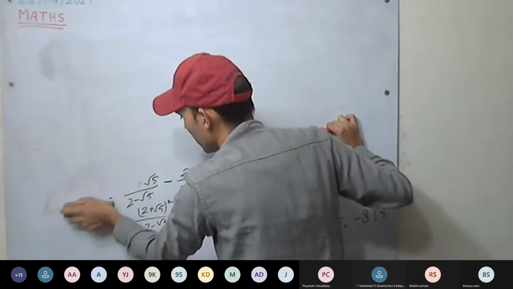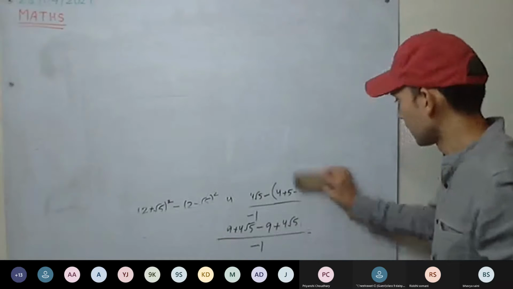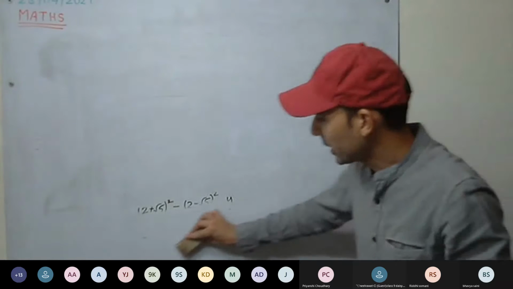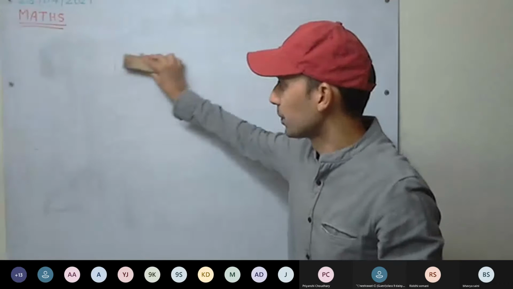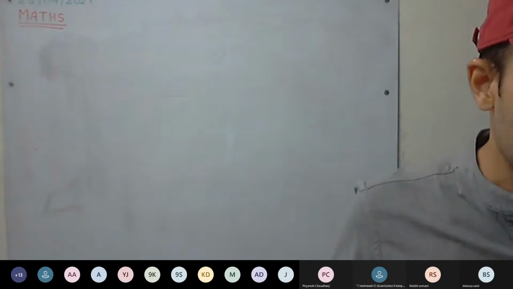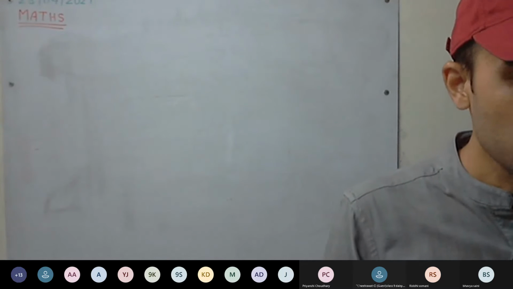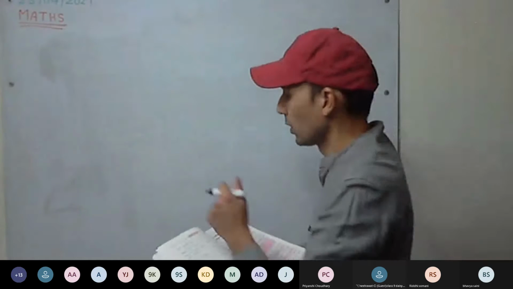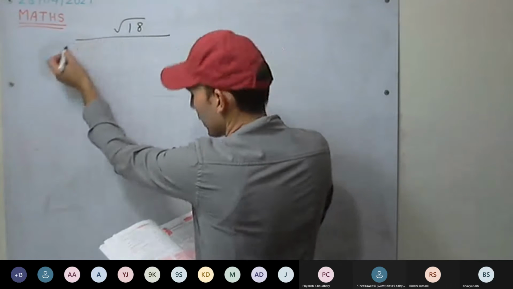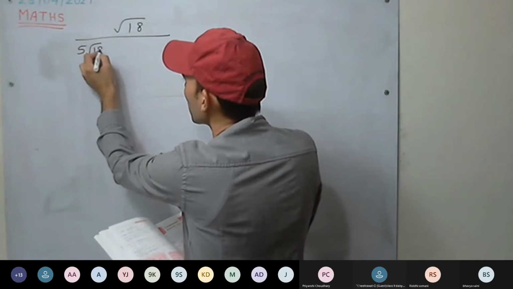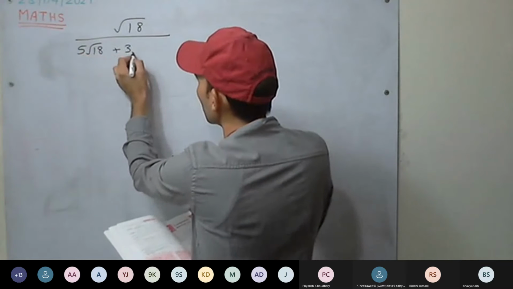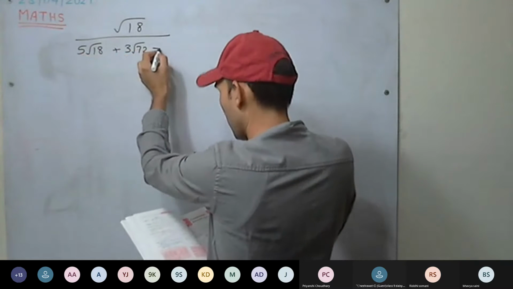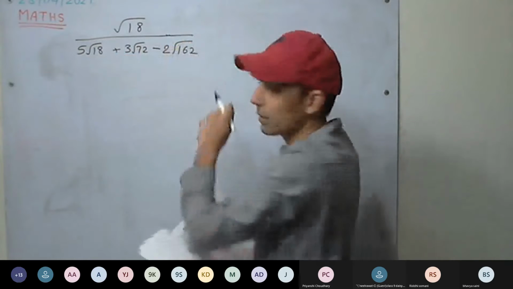You can easily solve this one. Check it once. Are 72 and 162 divisible by 18? Is 18 a factor of these two? The expression is root 18 divided by 5 root 18 plus 3 root 72 minus 2 root 162.